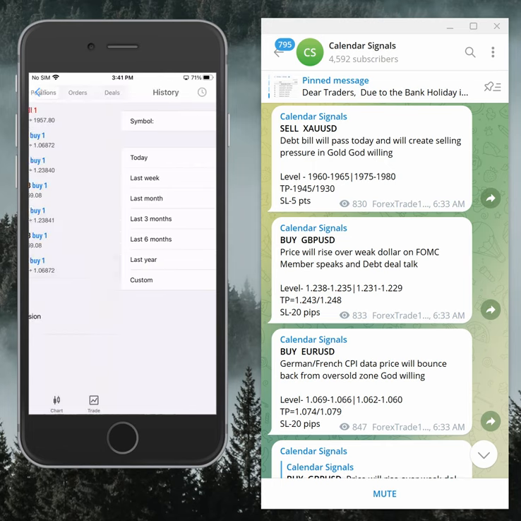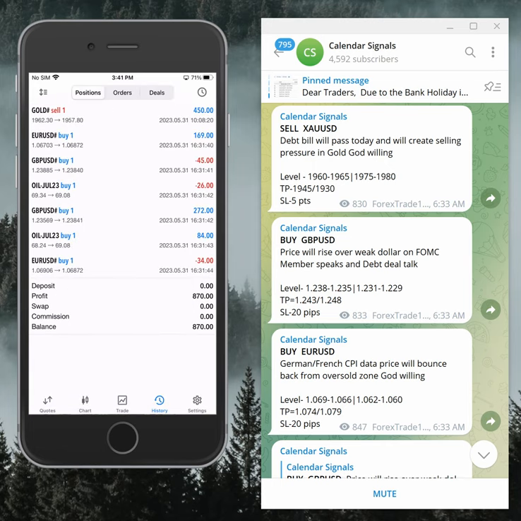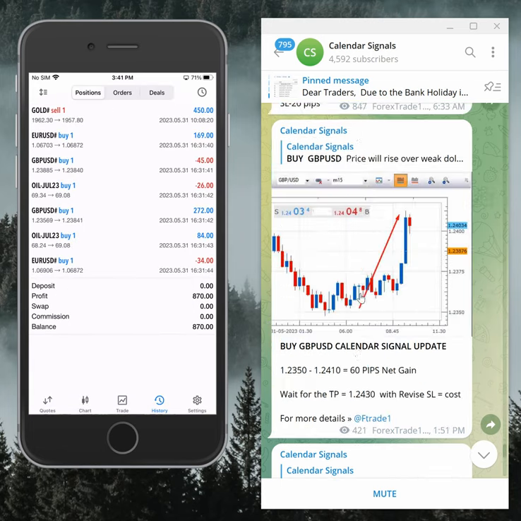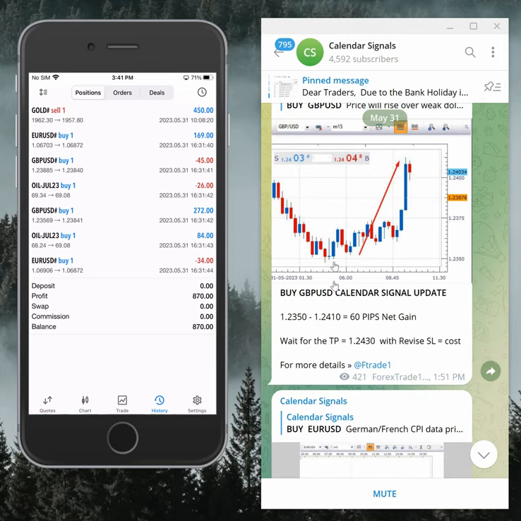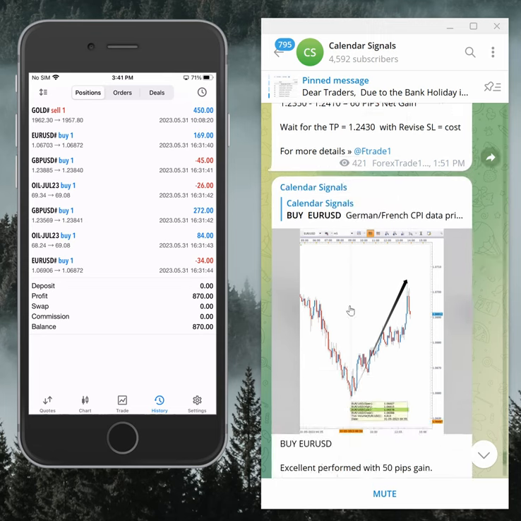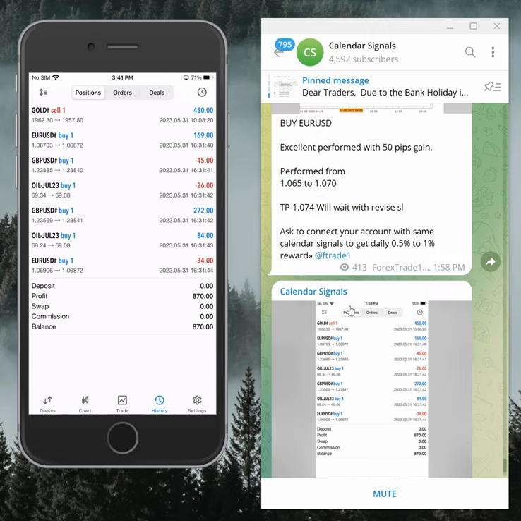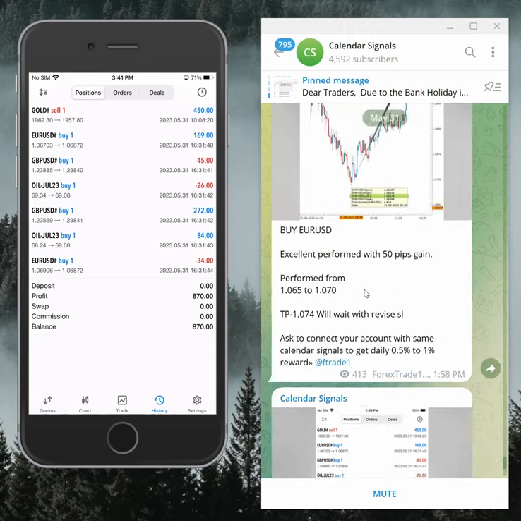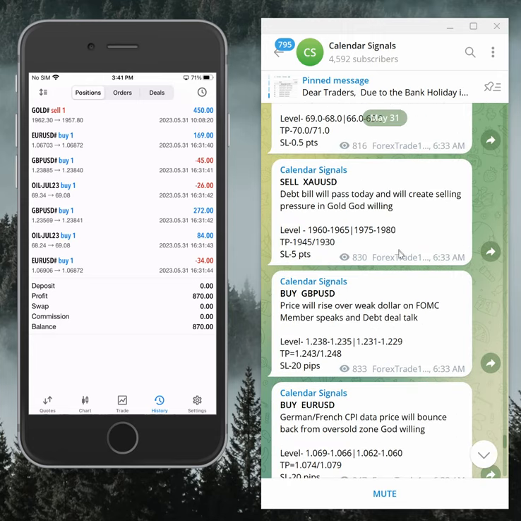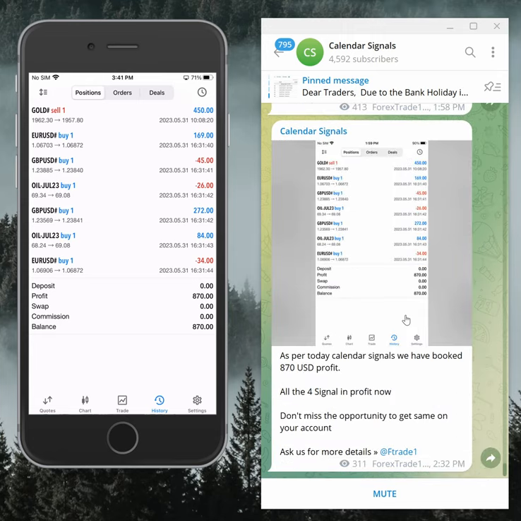And today's profit is $870, and overall our today's calendar signal performance is GBPUSD 60 pips gain, EURUSD 50 pips, and about gold and US oil, we will update it on this channel at the end of the day, how much profit or loss it made.